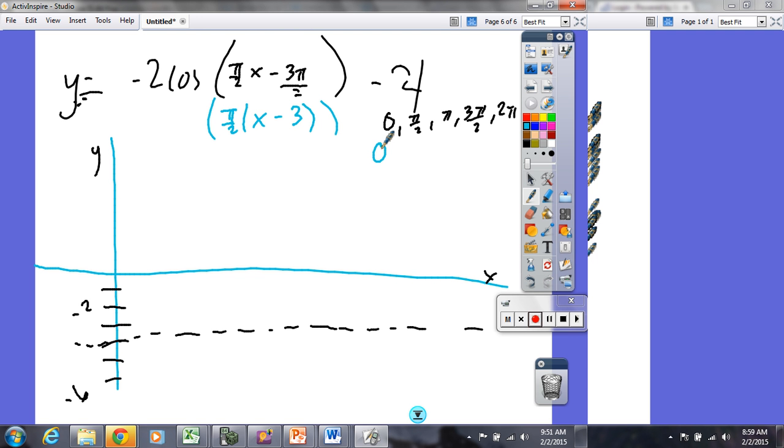What's pi halves? And you wonder why my thing's all wobbly. What's pi halves times 2 over pi? 1. Notice what the increments are going by. You can just keep going. They always keep the same amount. Whatever this distance is going to be, this is the distance. You already know it.